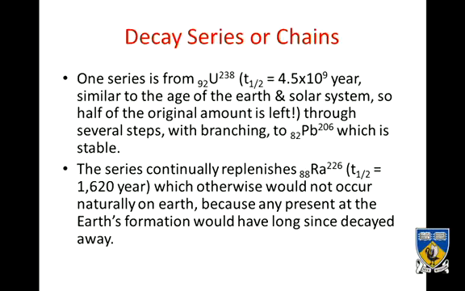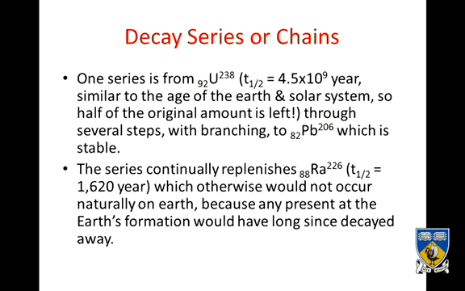So now the last little bit I've got here today is that what happens with radioactive decay is we have a whole lot of reactions that follow on from each other, and we call these decay series. So you start off from uranium-238 with a very long lifetime, similar to the age of the Earth, and so half the amount is left, roughly. Through several steps it goes to lead, which is stable.